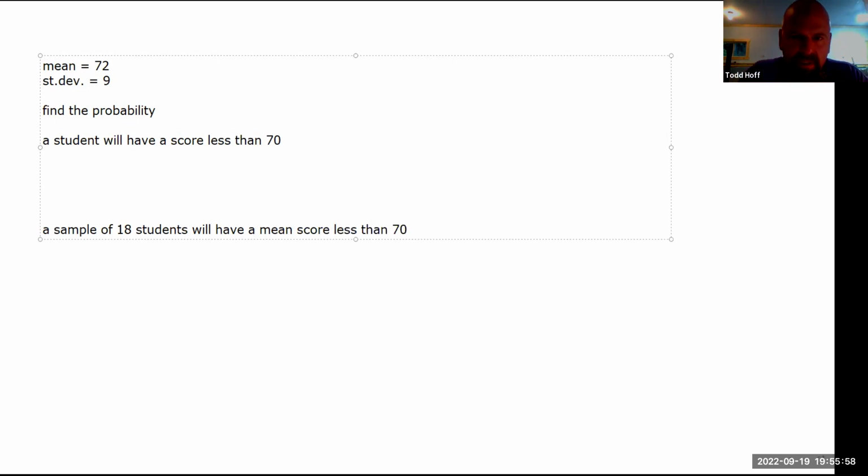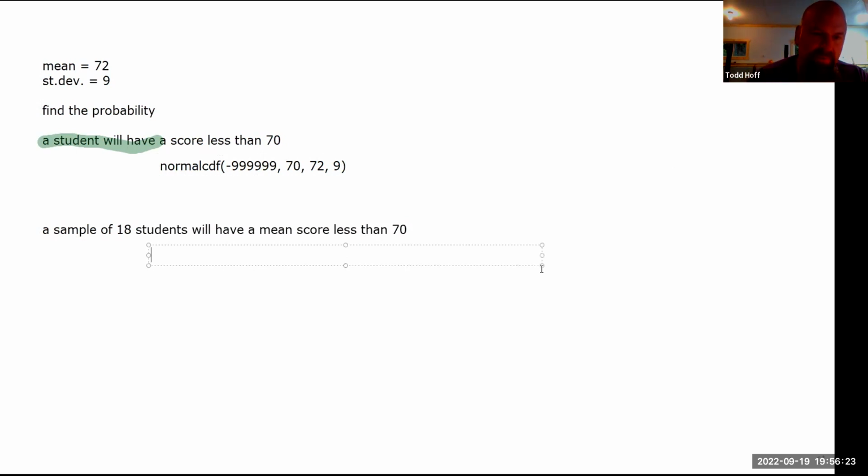So again, this one up here is just a student. That's an individual value. So that's just going to be our regular calculation. This is just a regular distribution. Normal CDF, we're going from negative infinity because we're less than, up to 70 for a mean of 72, standard deviation of 9. Down here, however, this is the mean of a sample of students, a mean of a sample of 18. So this is a sampling distribution.